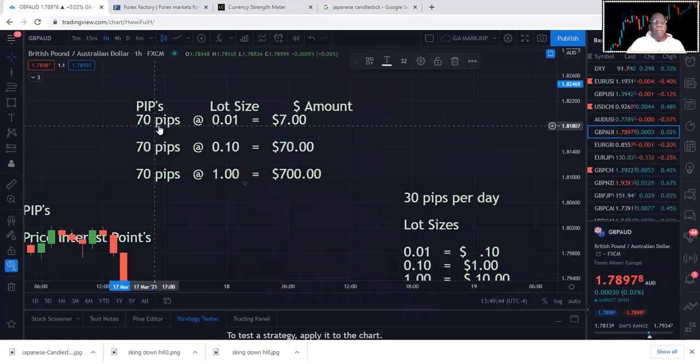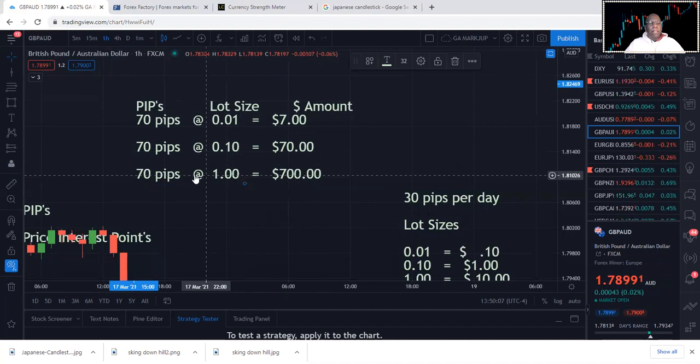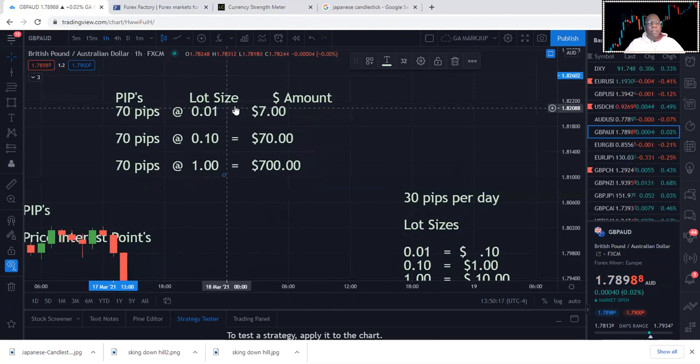All right, 70 pips. We're only trying to get 30 pips a day, but this gave you 70 pips, $7 if you had a 0.01. So that's if you had about a $50 account size. All right, you could do this. For this one, you would need about a $200, maybe $500 account. For this one, you should have at least $2,000 in your account in order to use this 1.00. Okay. All right. So if you had $100 or $50 and you made $7, that's a good return on your investment.